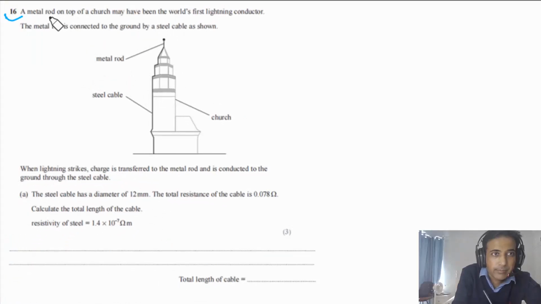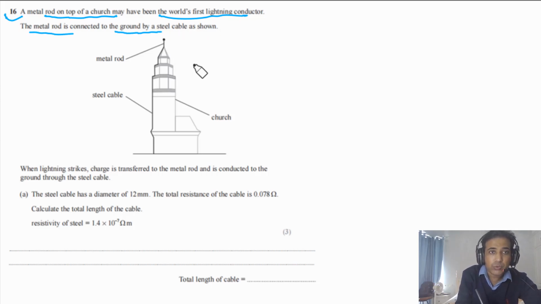Question 16 says a metal rod on top of a church may have been the world's first lightning conductor. The metal rod is connected to the ground by a steel cable as shown in the figure. So here we have metal rod, so this one is the metal rod, and then we have a steel cable, so this is the steel cable.